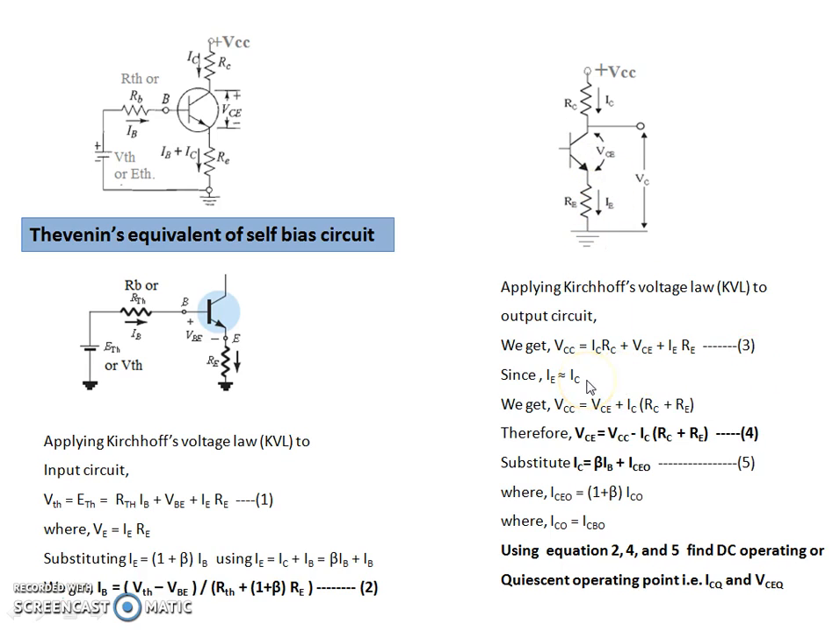Since IB is very small compared to IC and IE, we can say IE is nearly equal to IC. That's why we get VCC equal to VCE plus IC into RC plus RE. Therefore, VCE equal to VCC minus IC into RC plus RE.